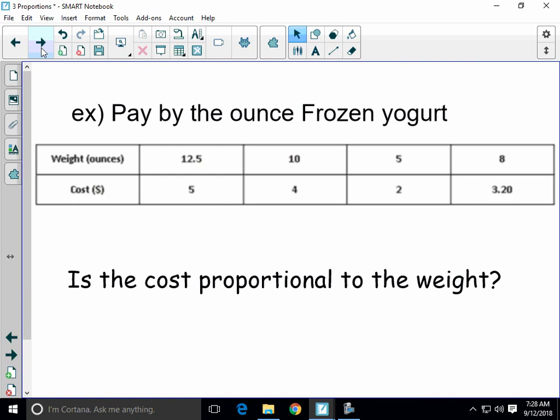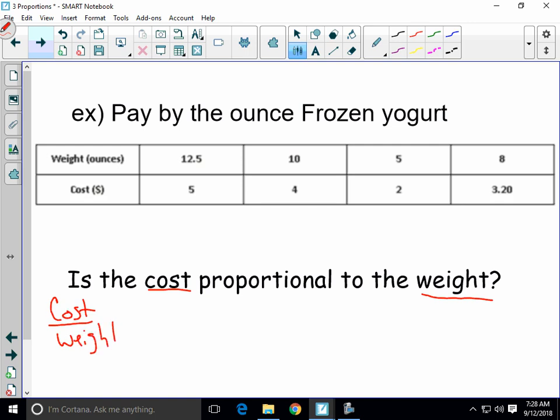Okay, here's an example. Again, reading the question at the very bottom: is the cost proportional to the weight? So we're going to compare the cost to the weight. And when we just made that formula on the last page, the y is the numerator, the x is the denominator. It's always y over x. That's the formula: y over x equals k.